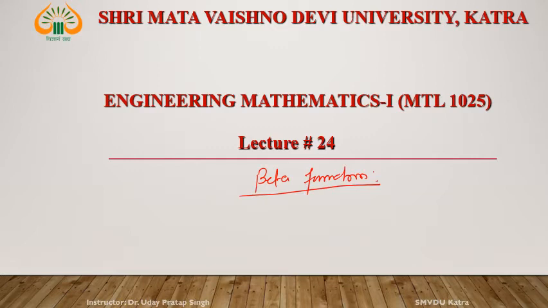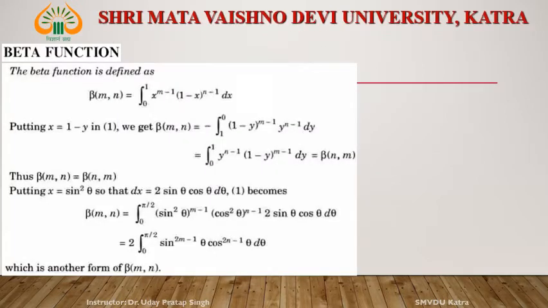Okay. So what is the beta function? The beta function has two parameters, say m and n. Beta of m, n is equal to the integral from 0 to 1 of x to the power m minus 1, times 1 minus x to the power n minus 1, dx. Okay, so this is the beta function.